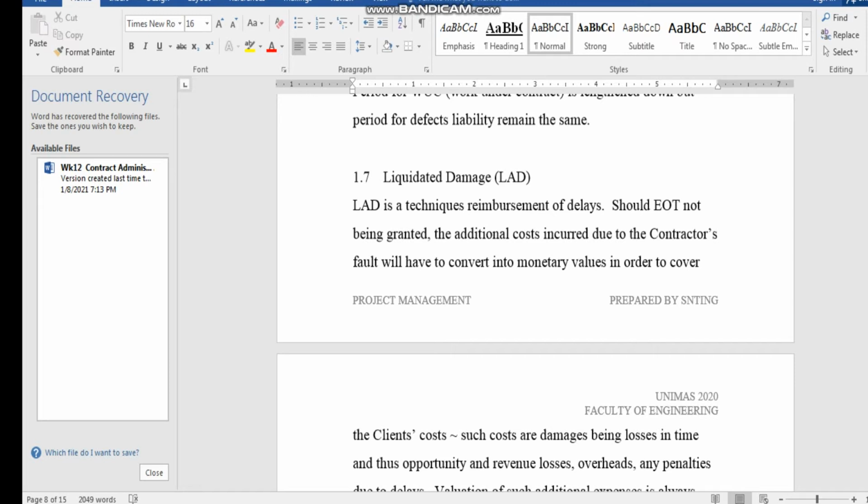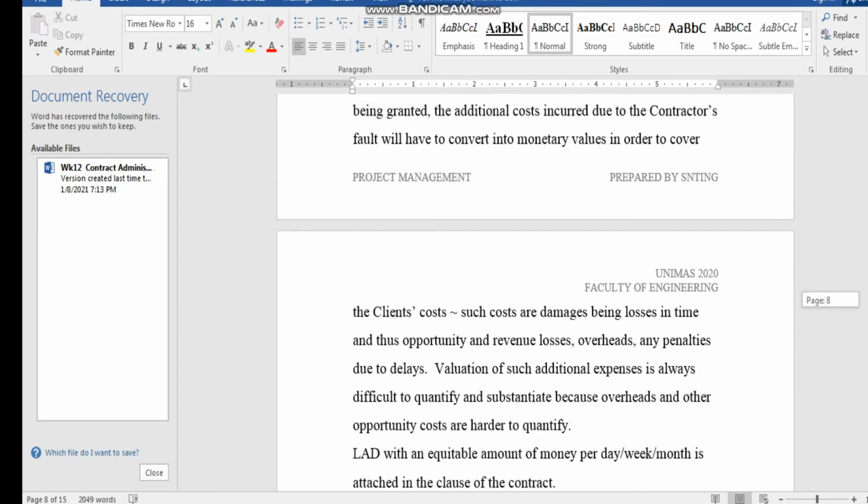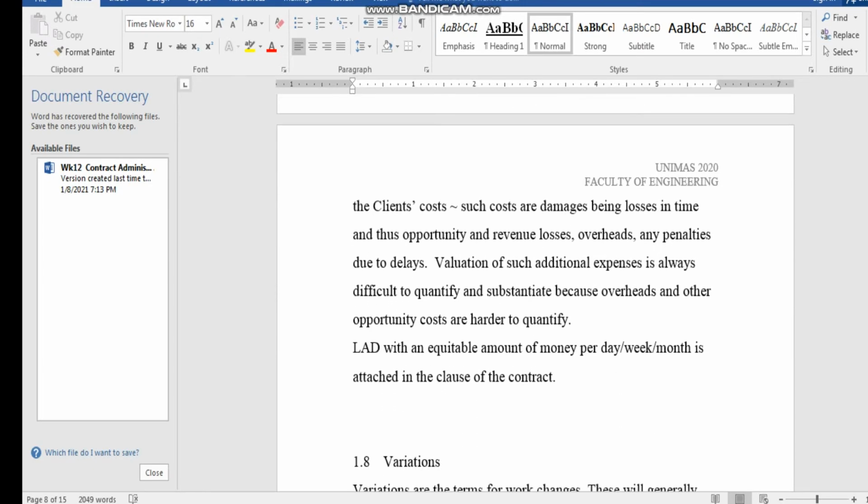So that is ridiculous. So you have to be very careful in reading your extension of time and how they work out on the extent. The LAD. So LAD is actually a way to compensate the client, a way to safeguard the client. Okay, but also the contractor needs to be careful not to be abused because of this LAD.